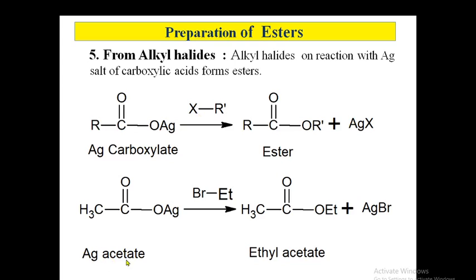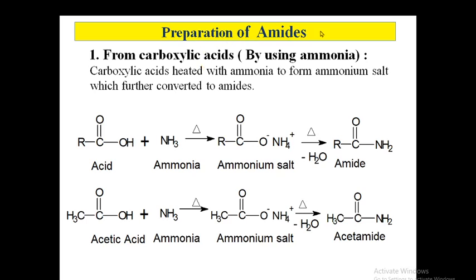For example, if you are taking the silver acetate and reacted with the bromoethane or ethyl bromide, AgBr is formed as a precipitate and you will get ethyl acetate as a product. So this is again one of the simple reactions. These are the different methods by which we can prepare the esters. Now see the preparation of amides, how amides are prepared.